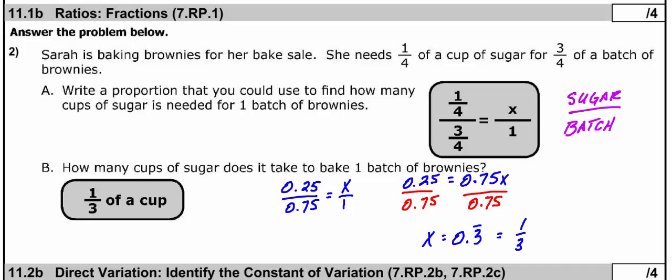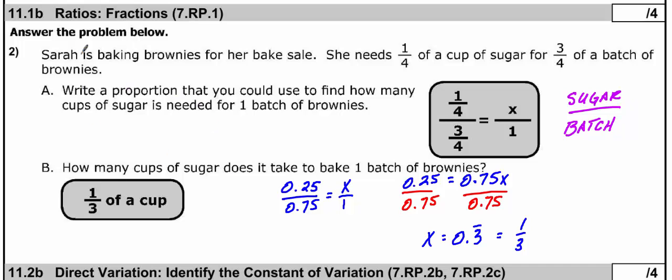Sarah's baking brownies for the bake sale. This is a problem with ratios. She needs a 1/4 cup of sugar for 3/4 of a batch of brownies. A, write a proportion you could use to find how many cups of sugar is needed for 1 batch of brownies. So our ratio is sugar to batches. How much sugar to how much of a batch?